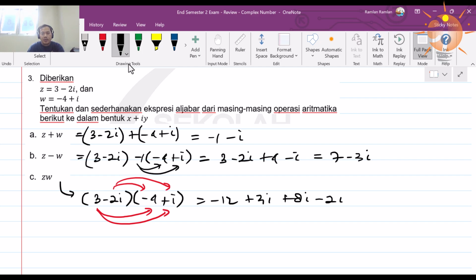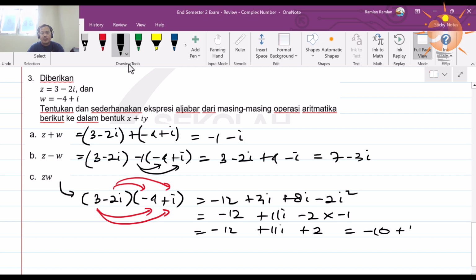And this is very, very important. Because we know that i times i is i squared. If we go back to the previous question about i squared, what is i squared? i squared is just negative 1. So I'm going to rewrite that again. Negative 12 plus, I'm going to add these two terms because they are like terms: 3i plus 8i is equal to 11i. So this one here becomes negative 2 times negative 1, because i squared is equal to negative 1. If we multiply this, you get plus 2, right? So that'll be negative 12 plus 11i, and this is plus 2. And we can combine these two numbers because they are like terms. They'll be negative 10 plus 11i.